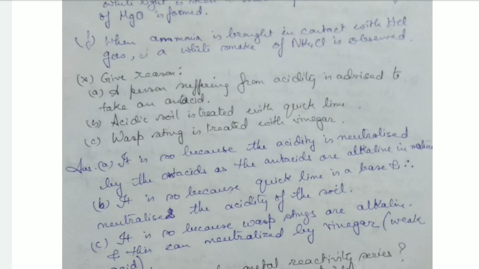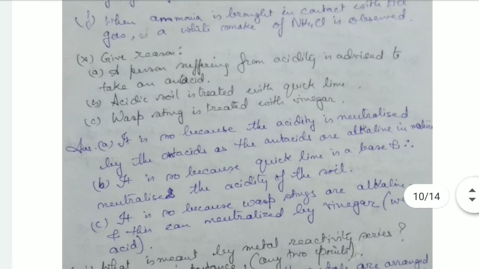Then, what is the reason why acidic soil is treated with quicklime? Because quicklime, calcium oxide, is a base, and it neutralizes the acidity of the soil. That's why quicklime is added to acidic soil.